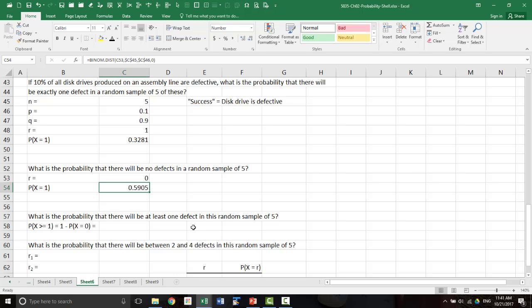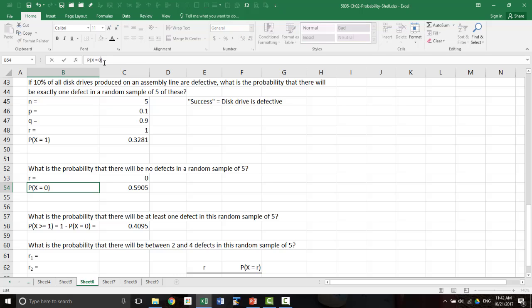Or an easier way of doing this: greater than or equal to 1 is the opposite of x equal to 0. Since in a sample space all probabilities must sum to 1, we can always do 1 minus the probability of x equal to 0, which is that. So 1 minus the probability of x equal to 0 will give you the probability of at least one defective.